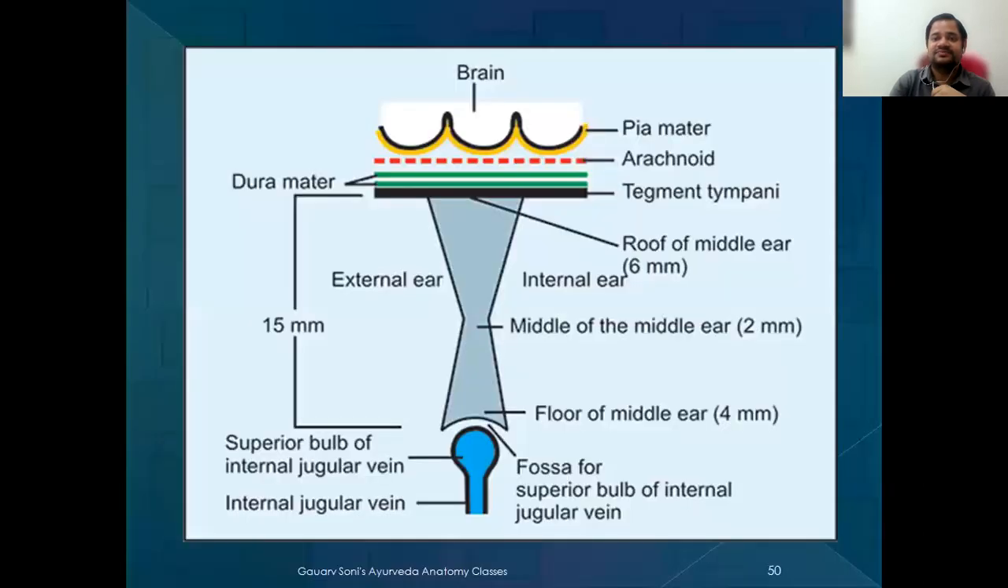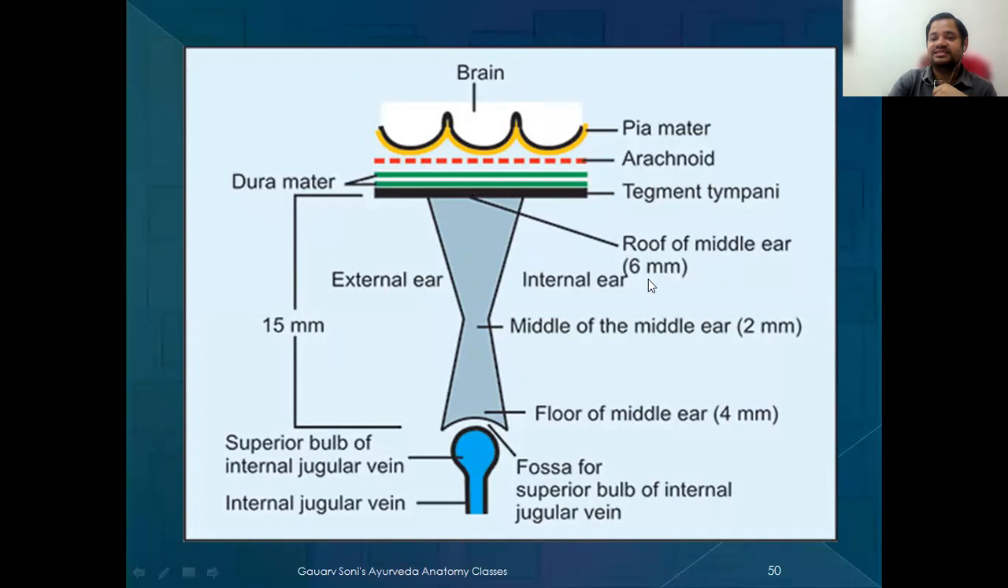I want to tell you one more LS type of diagram. If you cut a longitudinal section, what are the things which you are going to see? Above it will be the brain, especially the temporal part of the brain. Then there will be the meninges: pia mater, arachnoid, and dura mater. Below it, there will be the roof of the middle ear, which is called the tegmen tympani. Then you are going to get the middle ear. But the most important thing which you have to consider is that it is not of equal diameter everywhere.